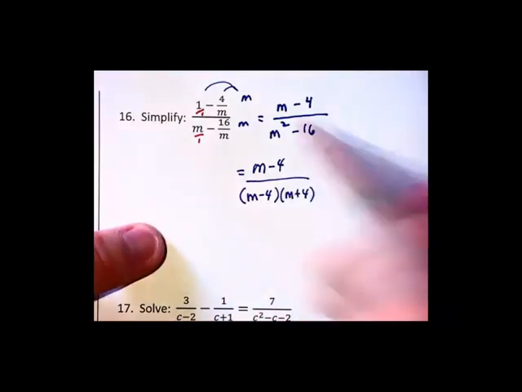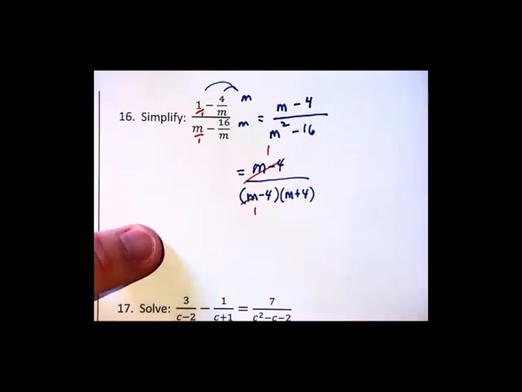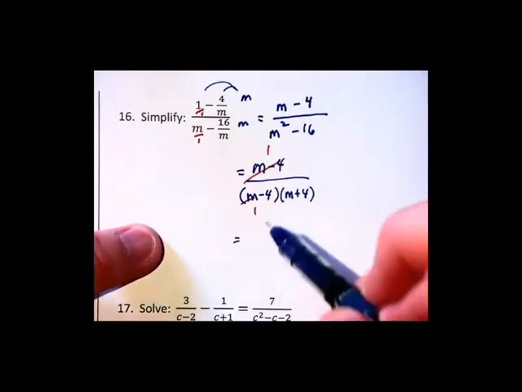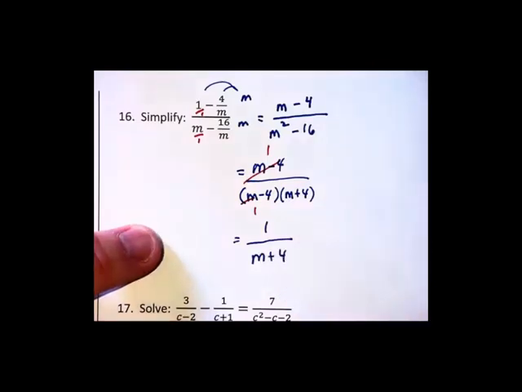And then we cancel 1 over 1. Don't say the answer is m plus 4. It really is 1 over m plus 4. We don't want to lose that numerator.